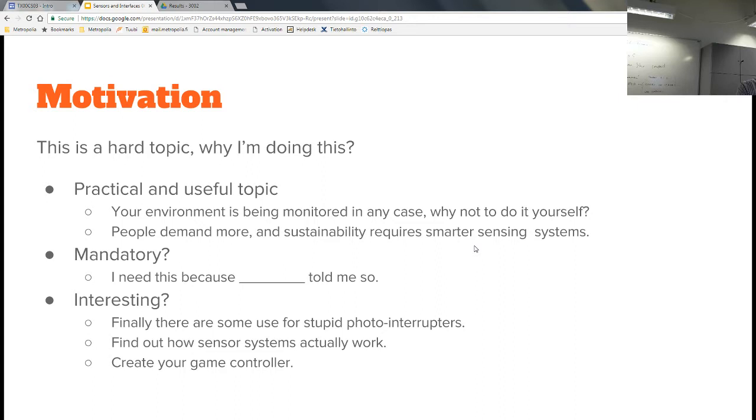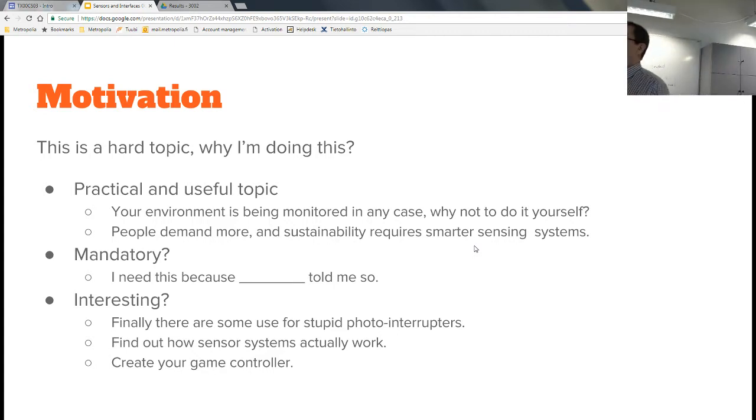Mandatory. You may need it. Well, not really. This is really one of these optional courses. They will be part of your degree or the exchange studies. But anyways, it's mandatory nowadays. Living in peace. Interesting. Yes, that's the best motivation of all.